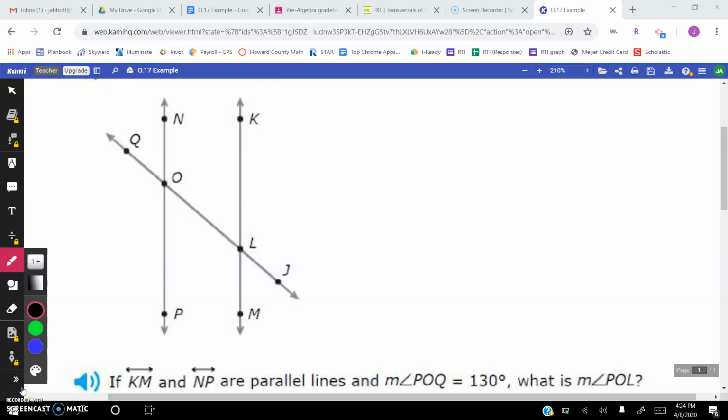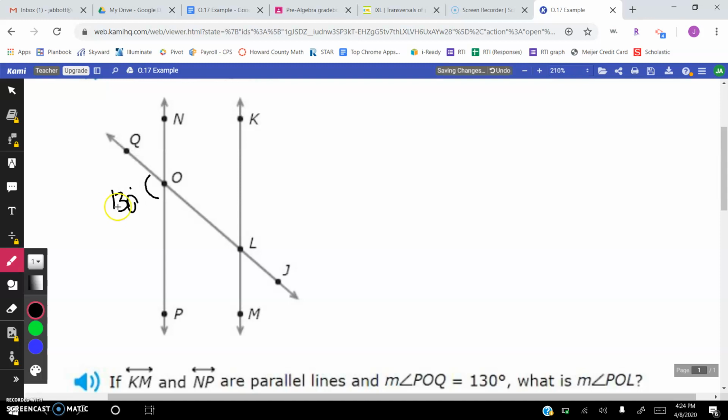Hi guys, so I thought I would try this on my own and give you an example of a question from O.17 on your IXL. This one states that if line KM and line NP are parallel lines, that's these two lines straight up and down there, and the measure of angle POQ is equal to 130. So here is POQ. So this angle is equal to 130 degrees.